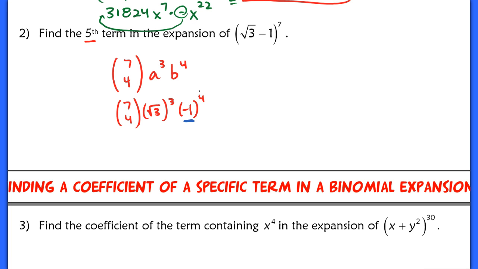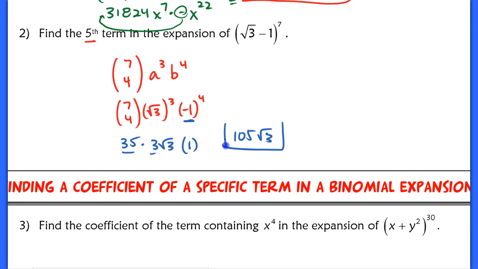And then I'll use my calculator to do 7 choose 4. So here I have 35. 7 choose 4 is 35. Then root 3 cubed is actually going to be 3 root 3, and then multiplied by 1. So when you're finding this fifth term here, make sure that you're multiplying now 35 times 3. That binomial coefficient is now going to multiply by a factor of 3 here. So we have 105 root 3 would be that fifth term in this expansion.